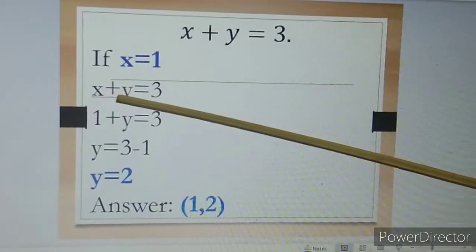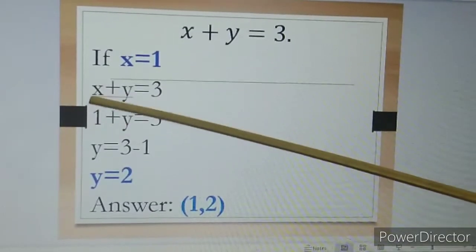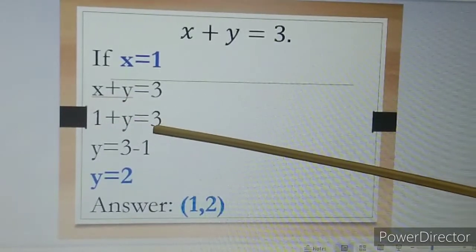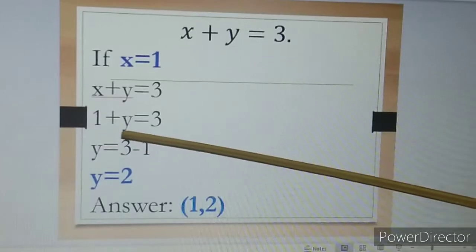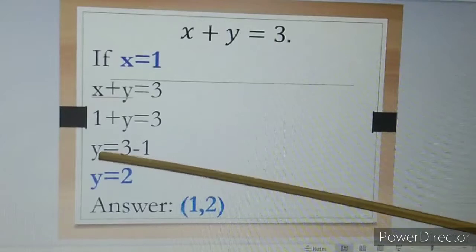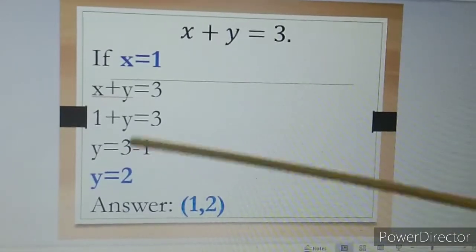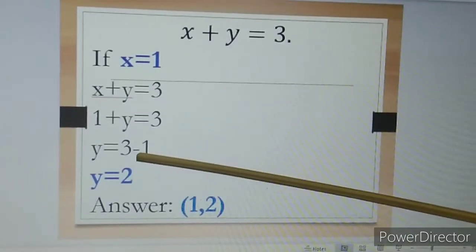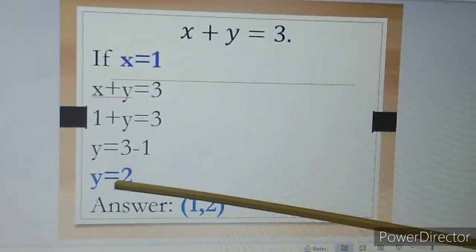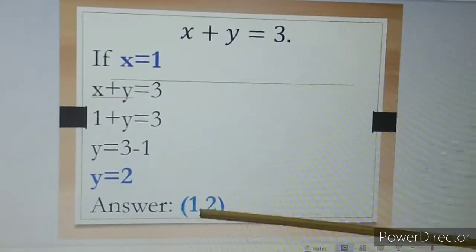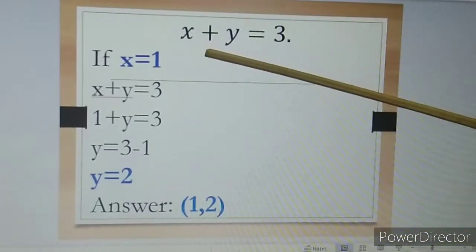In this equation, x plus y is equal to 3, so instead of writing x, we will replace it by 1. So 1 plus y is equal to 3, and then solve for the value of y. By transposition, we have y is equal to 3 minus 1. Positive 1, if we transpose it to the right side, will become negative 1. So therefore, y is equal to 2. Therefore, the answer is 1, 2. These are the values that will make the given equation true.